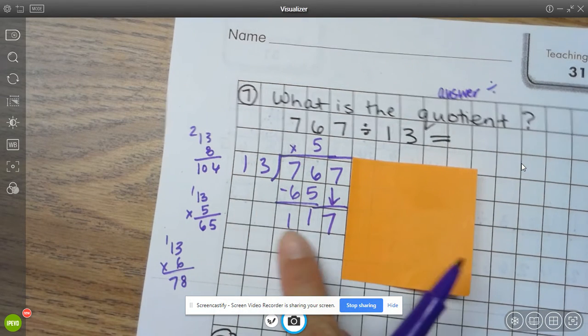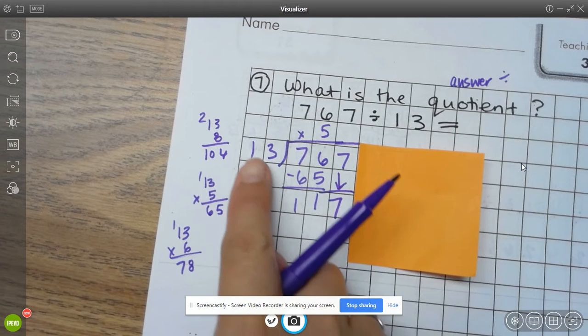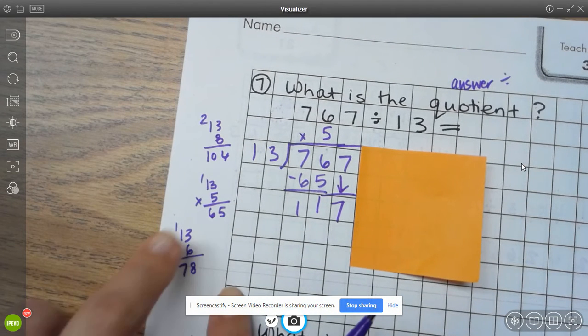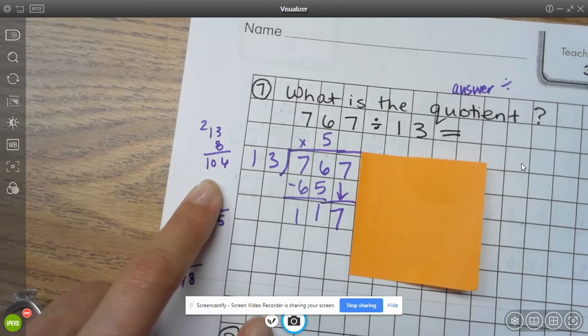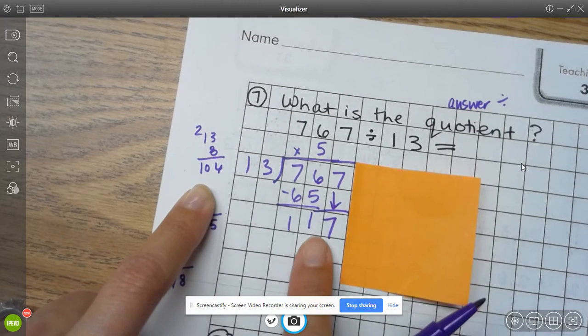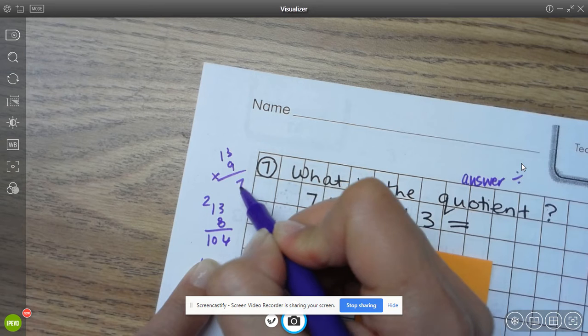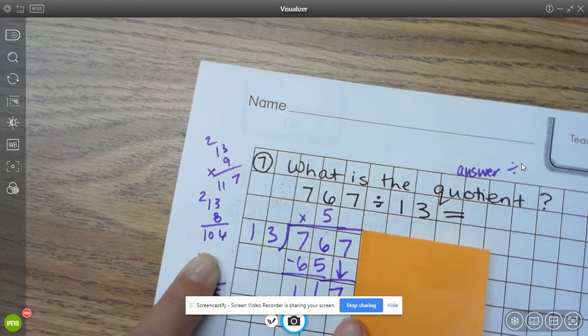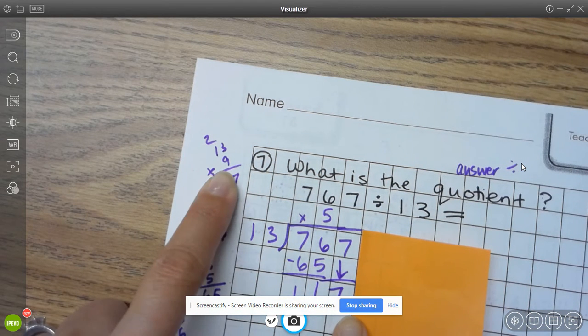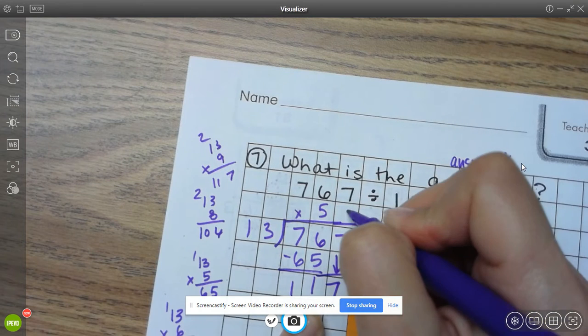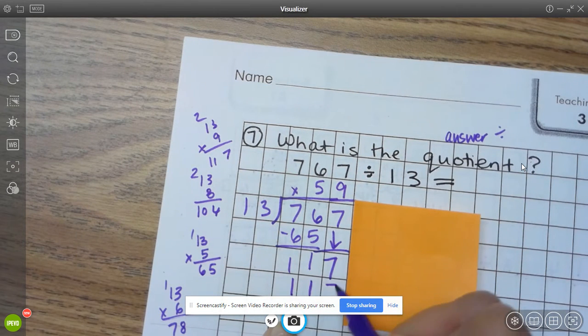So how many times does 13 go into 117? Now I have a lot of work done here, so let me see what I have. I have 13 times 8 is 104. Let me see if I can do one more. So I'm going to try 13 times 9. It's 27, and that's 11. Oh, what do you know? It's exact. So 13 times 9 is 117, which leaves me with no remainder.